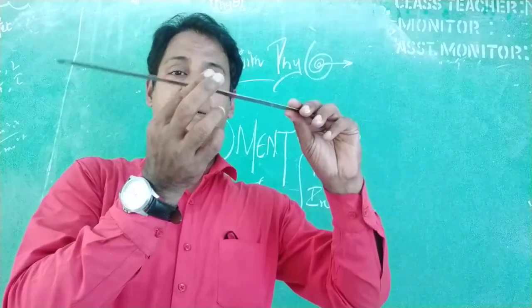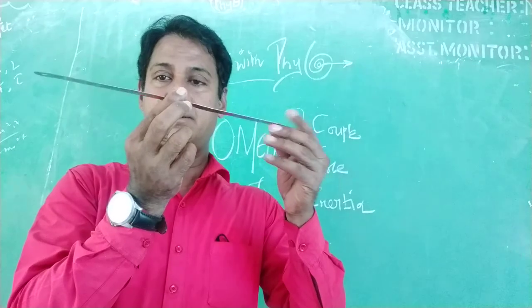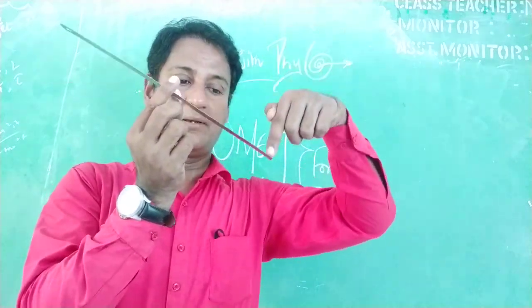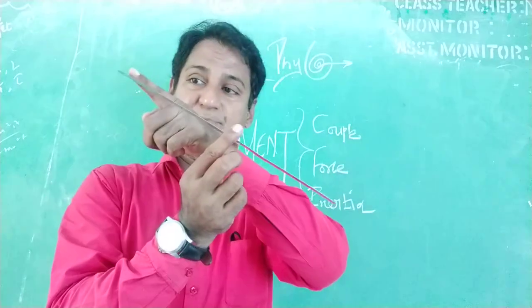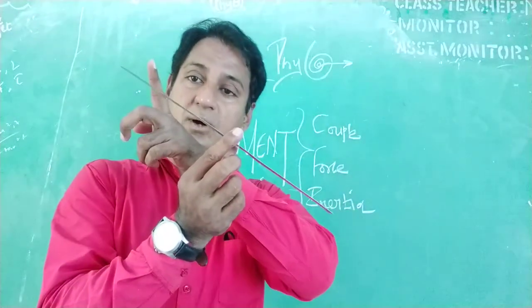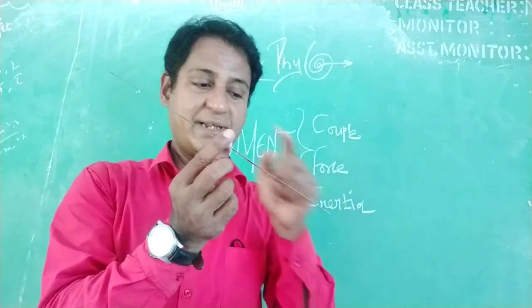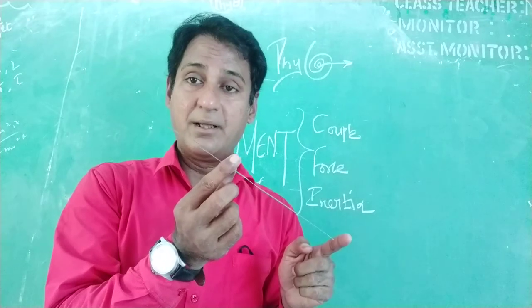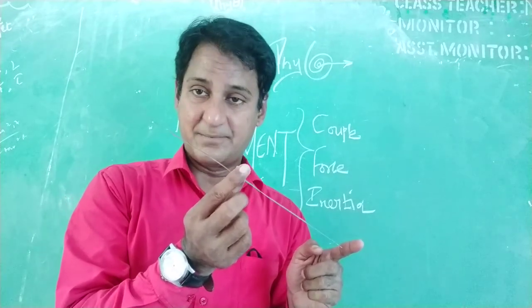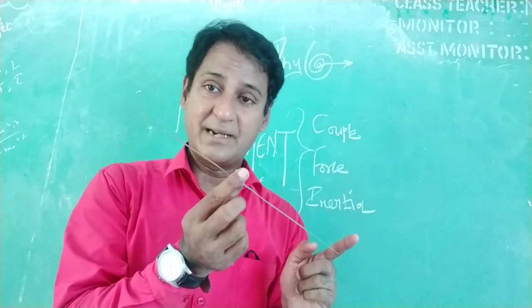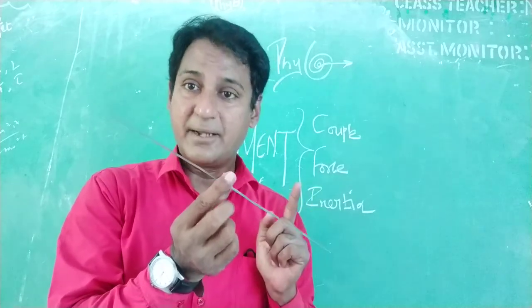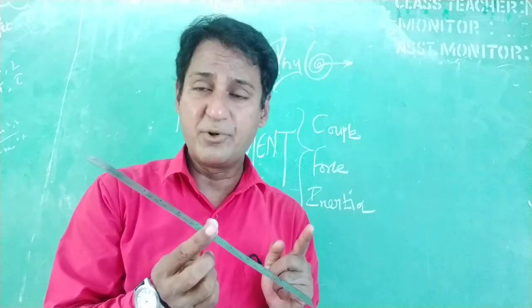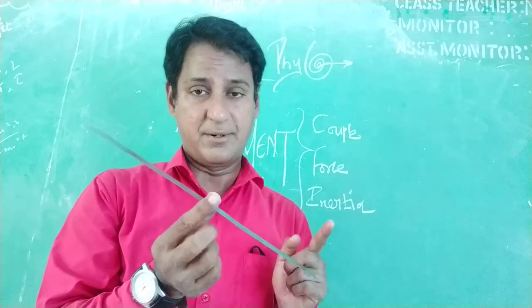First, let us hold the scale at its midpoint. When I apply a force F here, another force acts at this point in the direction opposite to the direction of the applied force. These two forces are equal in magnitude but act in opposite directions. So these two equal and opposite forces constitute a couple.